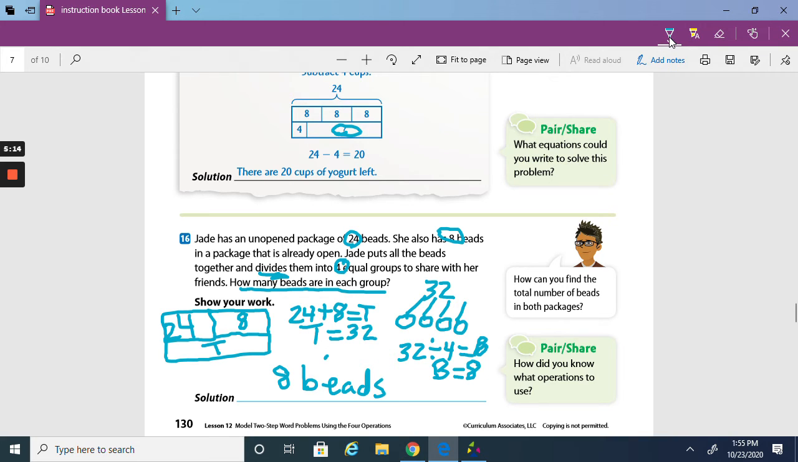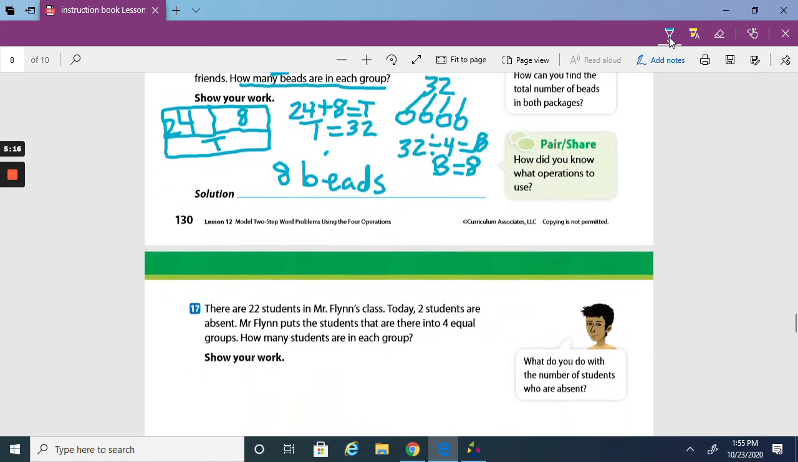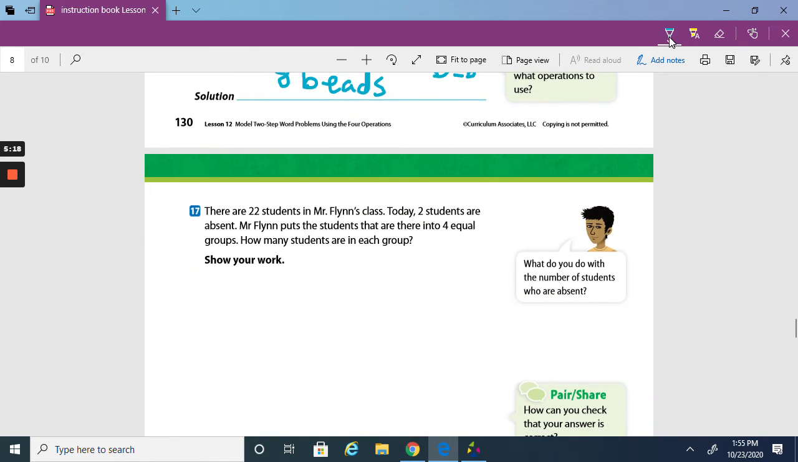Let's move on to page 131. Number 17 says there are 22 students in Mr. Flynn's class. Today, 2 students are absent. Mr. Flynn puts the students that are there into 4 equal groups. How many students are in each group?